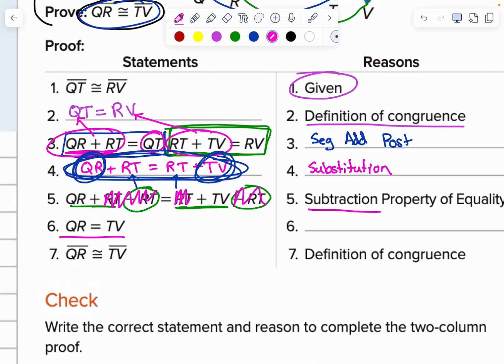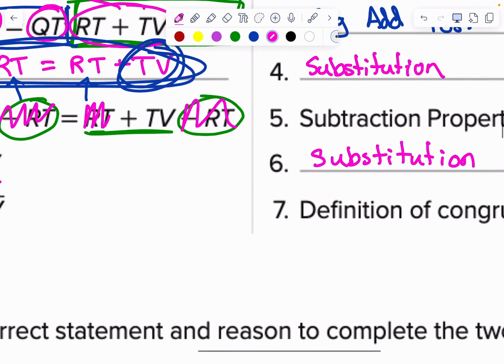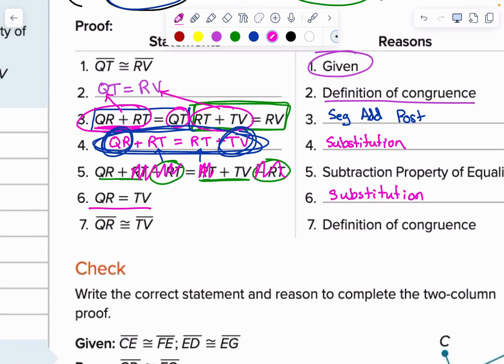Substitution. The day before yesterday we talked about how substitution sometimes is your simplifying step, right? It's kind of weird. Okay, so substitution, we have that. And then to go from equal to congruent, we have definition of congruent. Good? Yeah, not too bad.